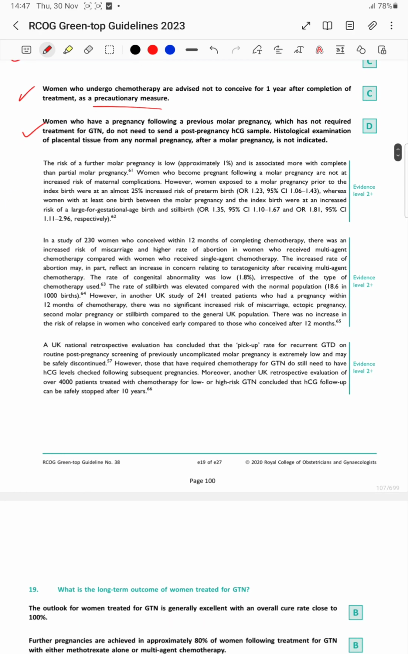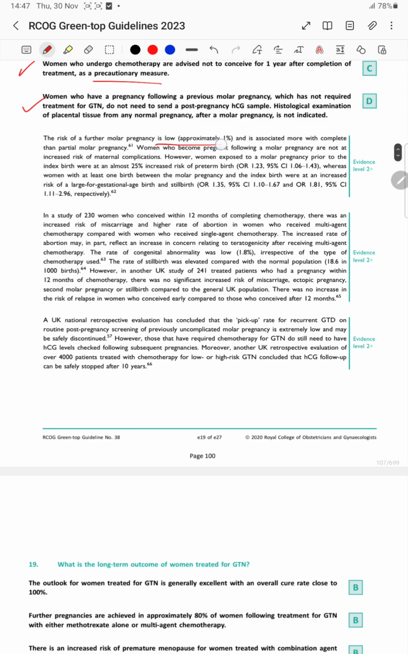The risk of a future molar pregnancy is low, approximately 1%, and is associated more with complete than partial molar pregnancy. Women who become pregnant following a molar pregnancy are not at increased risk of maternal complications.